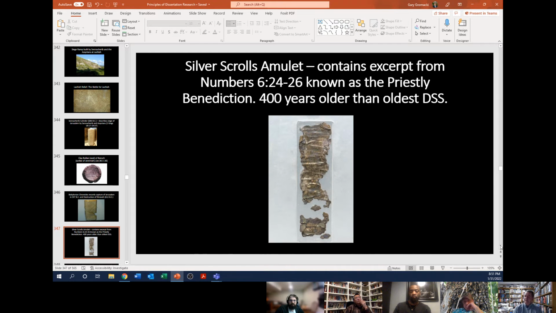The Silver Scroll amulet contains an excerpt from Numbers 6:24-26, known as the priestly benediction. This is believed to be the oldest scripture text ever found, 400 years older than the oldest Dead Sea Scrolls. The Silver Scroll amulet was rolled up in like a little ball, but then unfolded to reveal these verses.